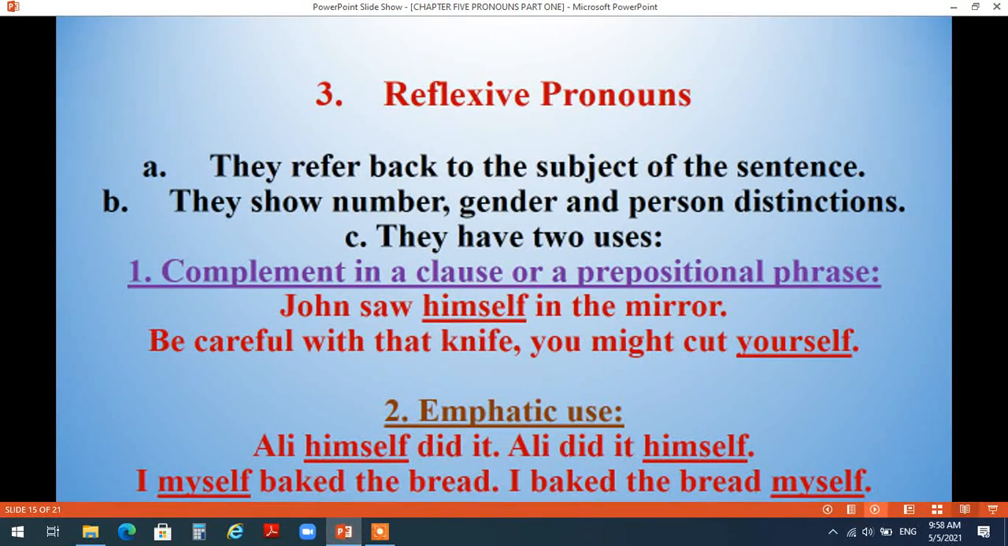Okay. We can say for example I myself baked the bread, or we can say I baked the bread myself. إذن أيضا في هذه الحالة استخدم الضمير الانعكاسي من أجل التأكيد، لنؤكد أن الفاعل هو بنفسه من قام بفعل معين أو من أدى نشاطا معينا. لذلك نقول أن الضمير الانعكاسي في هذه الحالة يستخدم من أجل التأكيد.